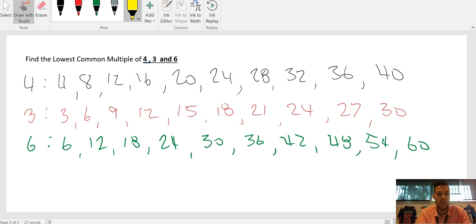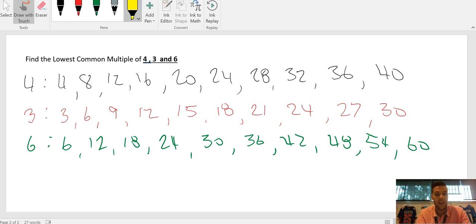So let's start at our 4 times 1, 3 times 1, 6 times 1? No, they're not the same. 4 times 2 is 8, 3 times 2 is 6, 6 times 1 is 6. Okay, so these two are in common, but that's not there in the 4 times. So let's go to our next one.